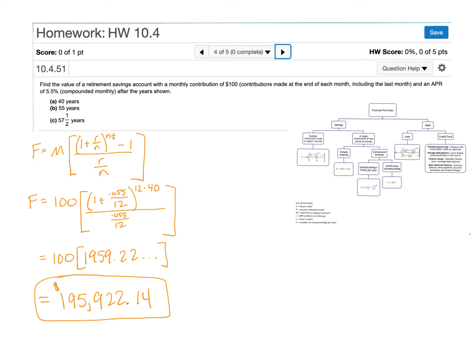Okay, so I'm not going to go through parts B and C. It's the same style problem. You're just going to be replacing, instead of T being a 40, you're going to put in these different time amounts, 55 and 57.5.